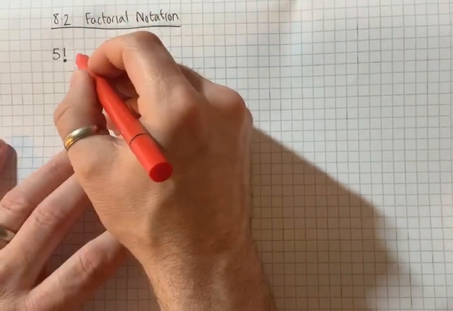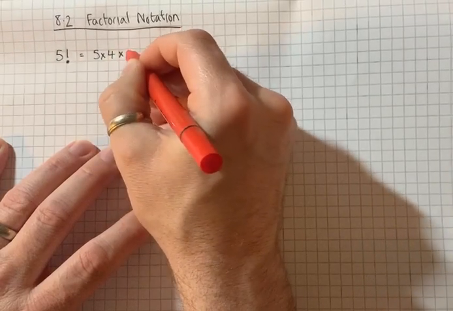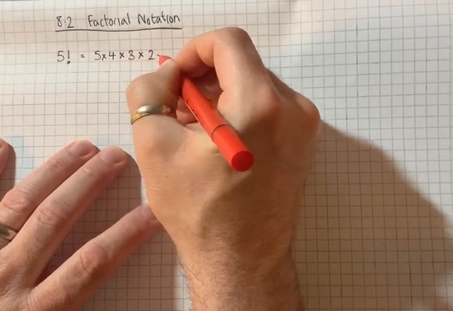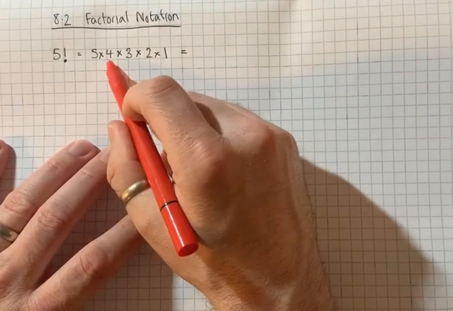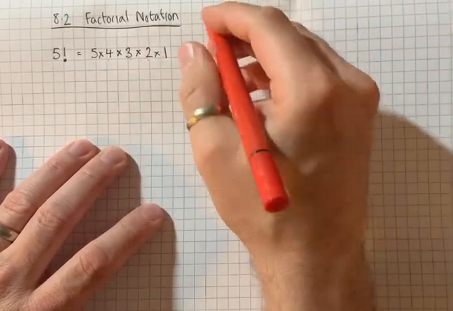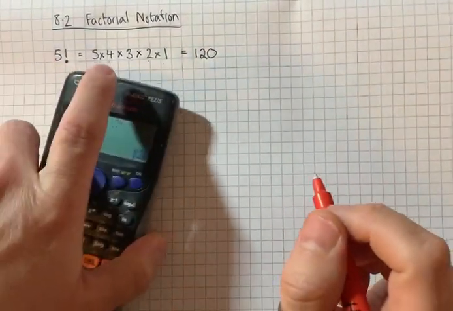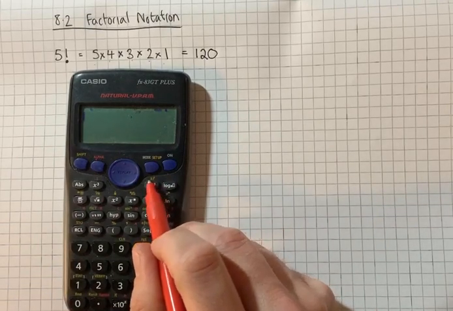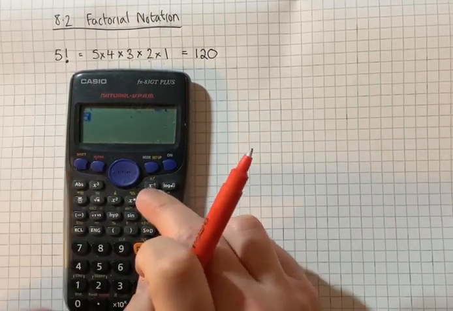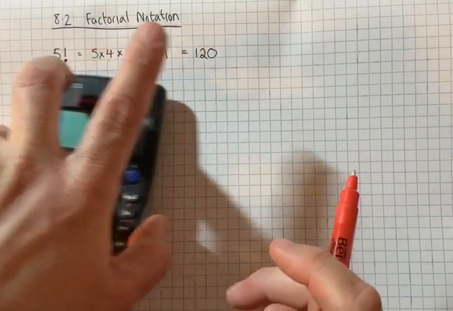To work it out, you start off with that number and multiply it by every successive integer down to 1. If we do that, we've got 5 times 4 times 3 times 2 times 1, that's 120. You can do this quite quickly in the calculator. The factorial button is here on this Casio, so 5 shift equals 120. So you can do it quite quickly using that.